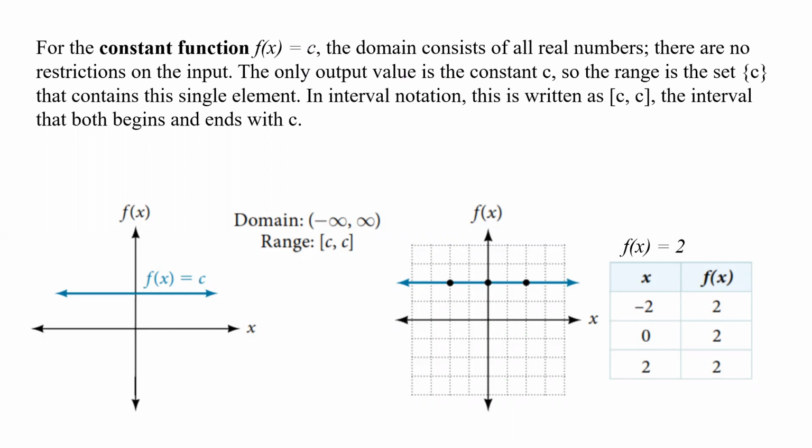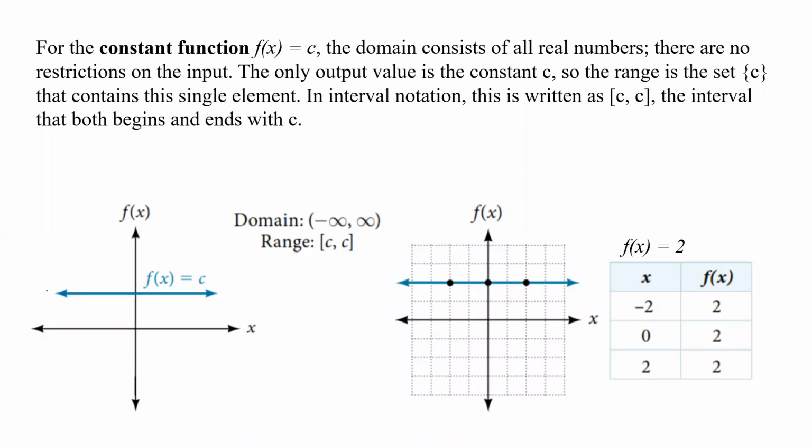Whatever your c is, in this case I'm going to show you down here, 2. In interval notation, this is written bracket c comma c bracket, so the interval that both begins and ends with c. This is a general graph of what you're going to see. It's going to be a horizontal line, f of x equals c. Whatever c is, that's the point on your f of x axis.